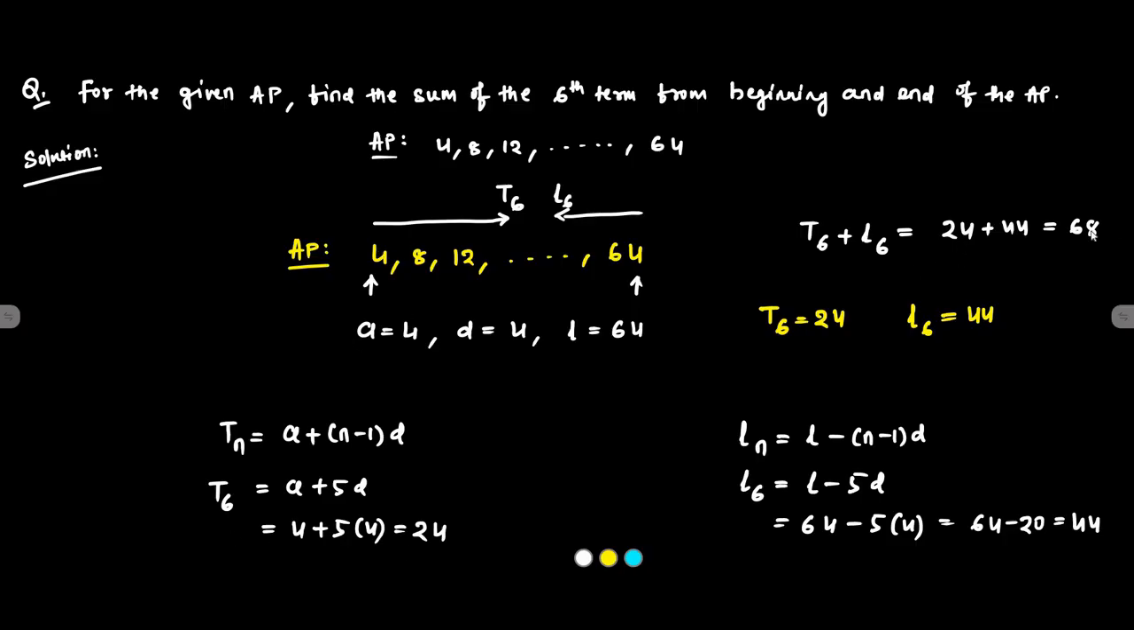This is equal to 68. Here the first term A is equal to 4 and the last term L is equal to 64. A plus L is equal to 4 plus 64, which is equal to 68 also. So it's interesting. This is the sum of the sixth term from the beginning and end for the given arithmetic progression.